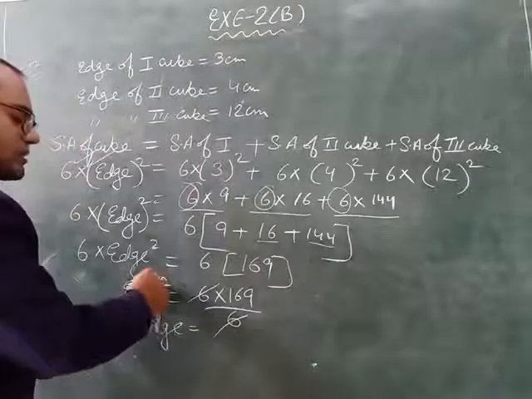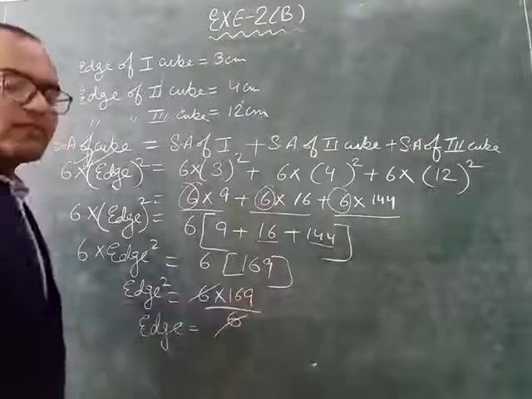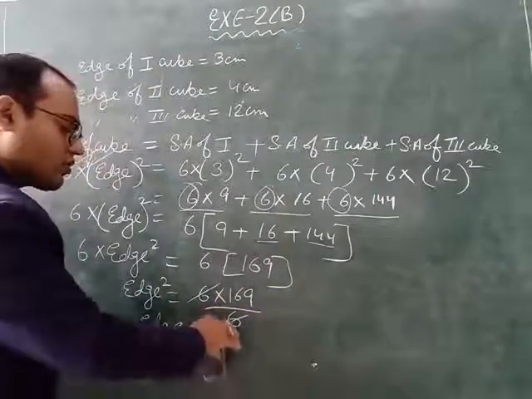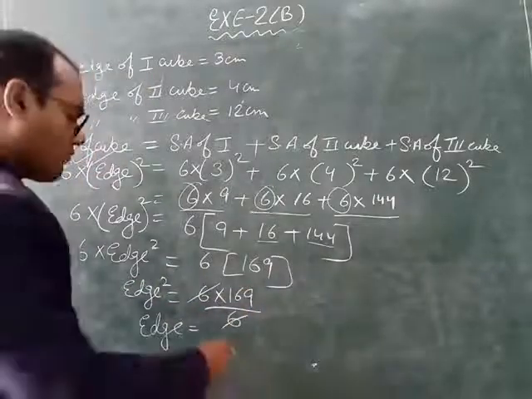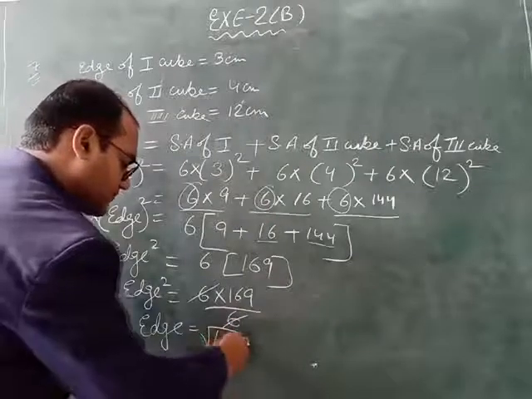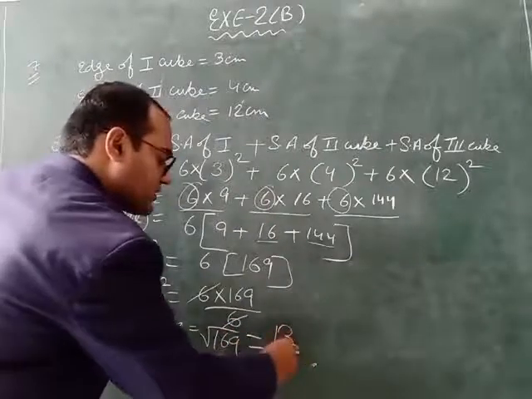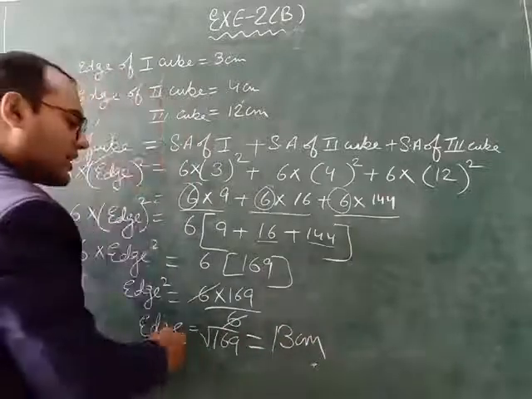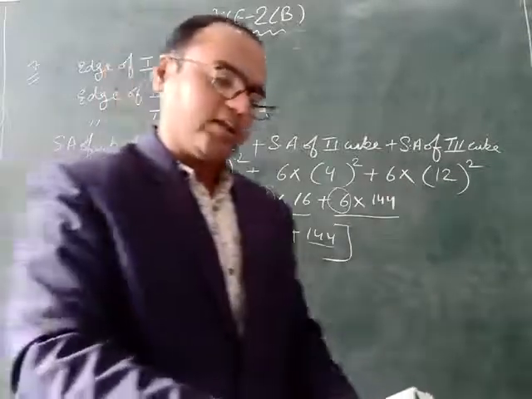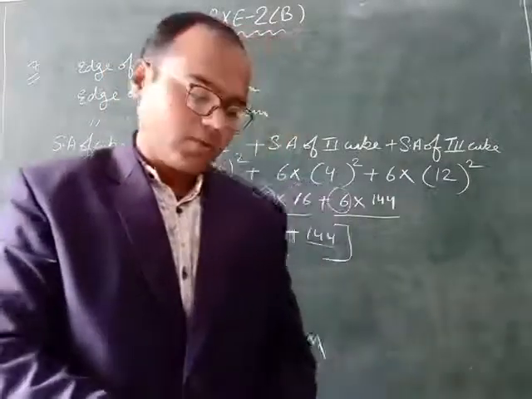So on removing this power 2, on the right hand side what do we have to take? We have to take the square root sign. So square root of 169, and the square root of 169 is 13. So h answer is 13 centimeter. So like this you have to do question number 7.